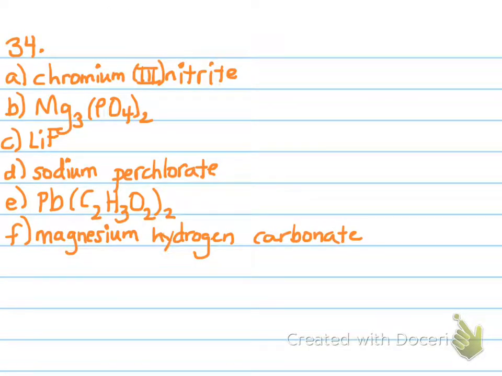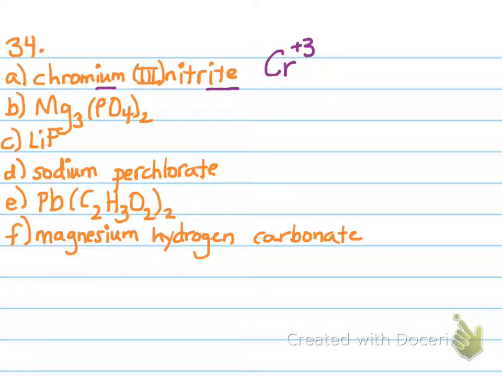34. Write the name or formula as appropriate. So letter A, chromium(III) nitrite. Again, is this ionic or molecular? It is ionic because I have a metal plus ite is a polyatomic ion. So my symbol for chromium is Cr. Its charge is +3. That's what the Roman numeral is telling me.